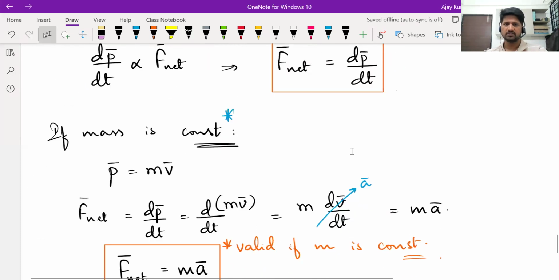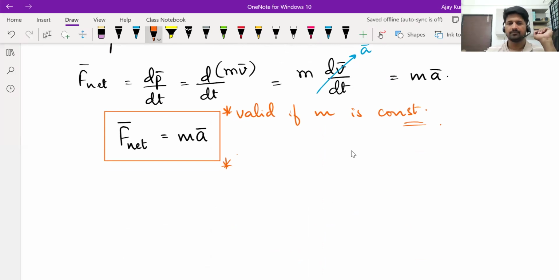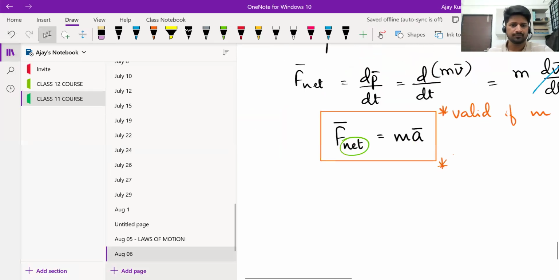If the mass of a system is constant, okay, there are cases where the mass of a system could change, like additional mass could get added as the system is moving, or mass could leak out of a system as it is moving. We'll come to those cases later. But if the mass of the system does not change, then Newton's second law can be written this way: F net is equal to ma, where m is the mass of the system, a fixed mass, and a is the acceleration. But remember this term, this is crucial. Net force is mass into acceleration. Net force is the resultant of all forces acting on the system.